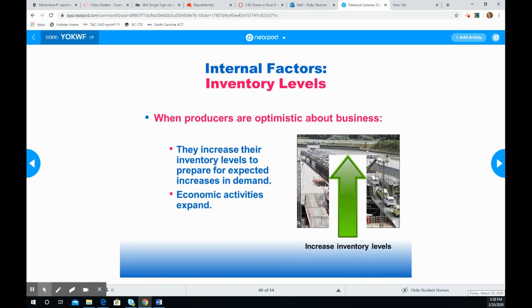When producers are optimistic about a business and thinking about inventory levels, they increase their inventory levels to prepare for an unexpected increase in demand. Therefore, economic activities will expand. You've got to increase the inventory levels and have things sitting there, so people who demand them will be able to get them and not go to the store, like you do now, and see there's no product sitting on the shelf.